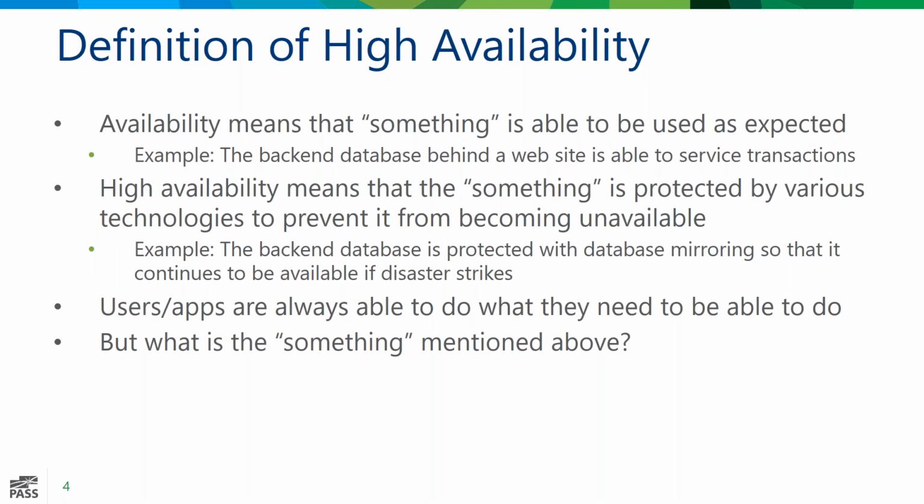So what is a definition of high availability? Well, it just means that something is able to be used as expected. So it might be a database, from our perspective, behind a website or an application that is available to take care of whatever needs to be done for that application. And this something is protected by various technologies that are available to prevent it from becoming unavailable. So you might have your database protected by database mirroring or failover clustering so that it continues to be available if something bad happens.